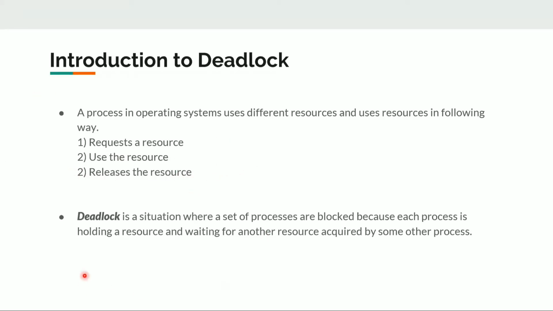So what is deadlock? Deadlock is a situation where a set of processes are blocked because each process is holding a resource and waiting for another resource acquired by some other process.